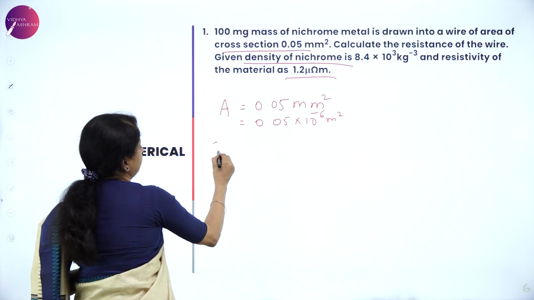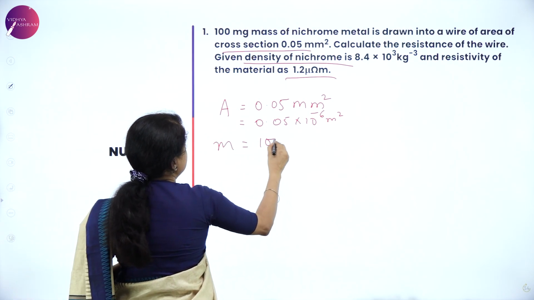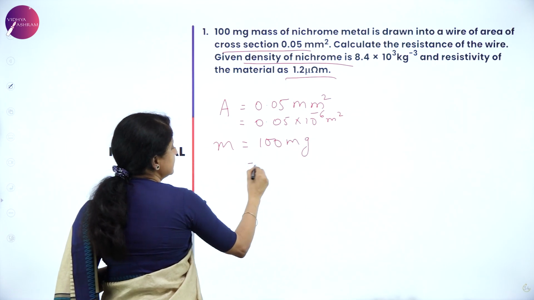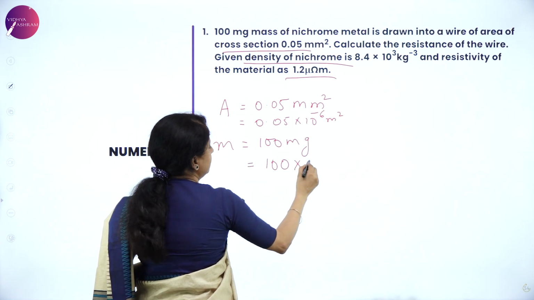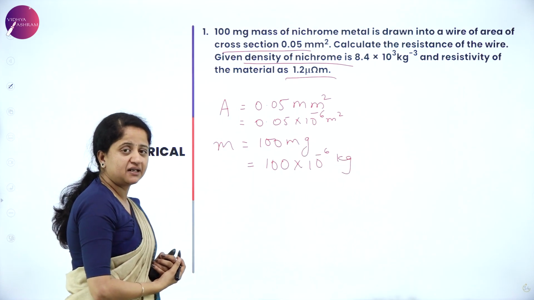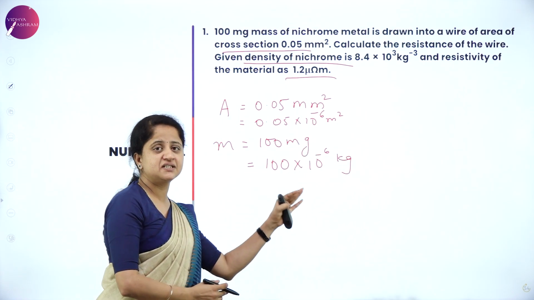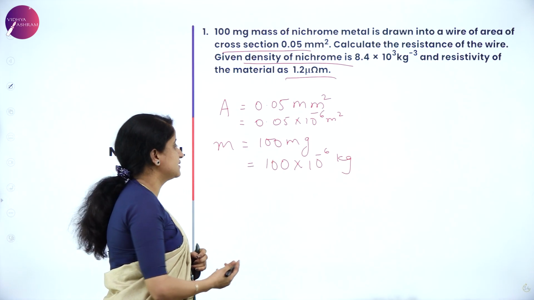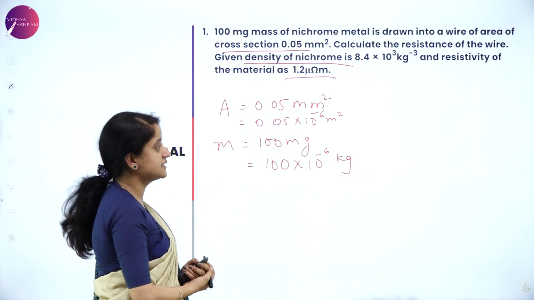So the mass of the wire is given as 100 milligrams. So let us write this in kg, that is we get 100 into 10 power minus 6 kg, because milli is 10 power minus 3 and converting grams into kg, it is again 10 power minus 3. So we get 10 power minus 6 kg.